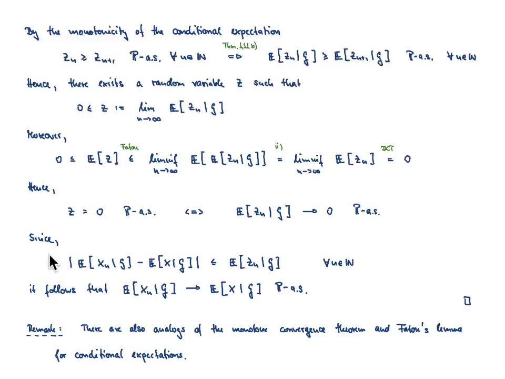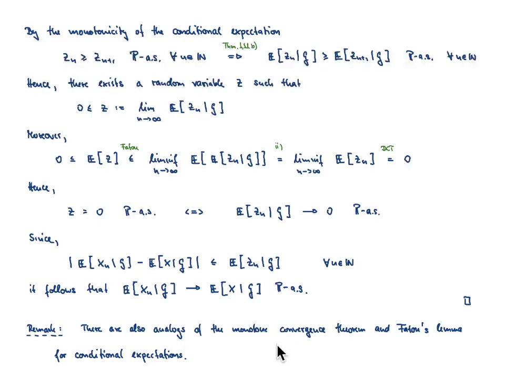So what have we gained now? Well, let us now consider the modulus of the difference between the conditional expectation of Xn given G and the conditional expectation of X given G. We would like to prove that this object converges P-almost surely to zero. By using linearity and the triangle inequality, I can bound that difference by the conditional expectation of Zn given G. But we have seen this object converges to zero P-almost surely. Hence, we can conclude that the conditional expectation of Xn given G converges P-almost surely to the conditional expectation of X given G. And you see that finishes the proof of that part.